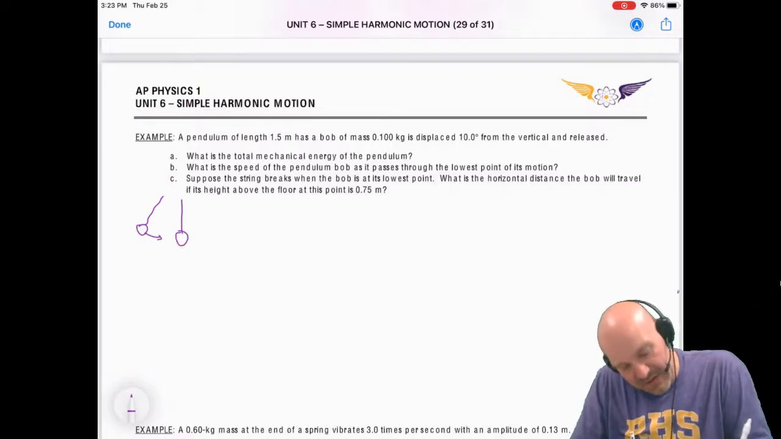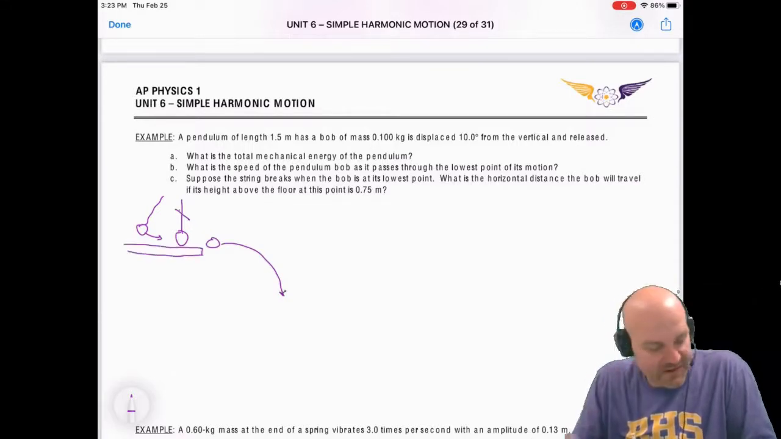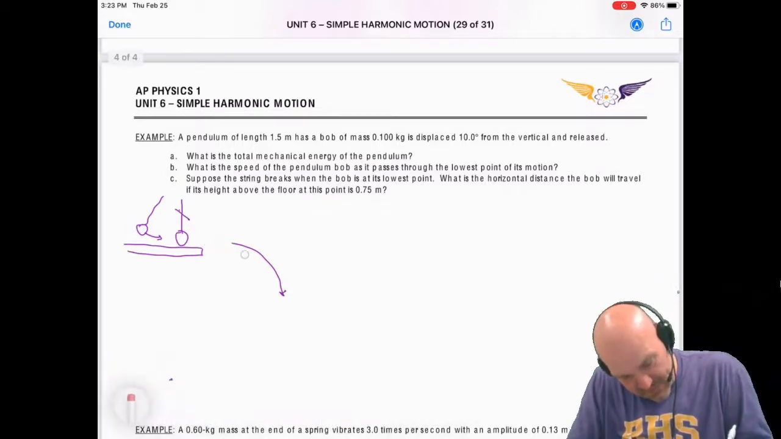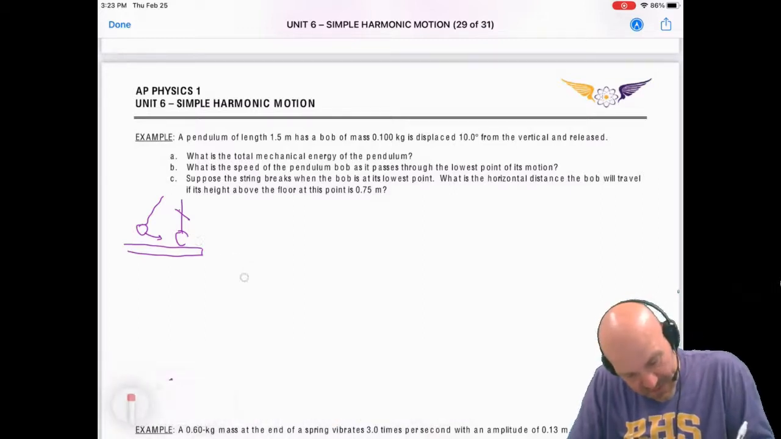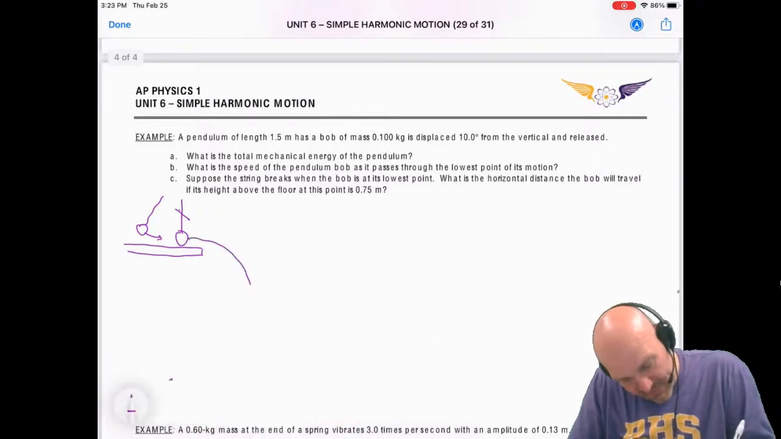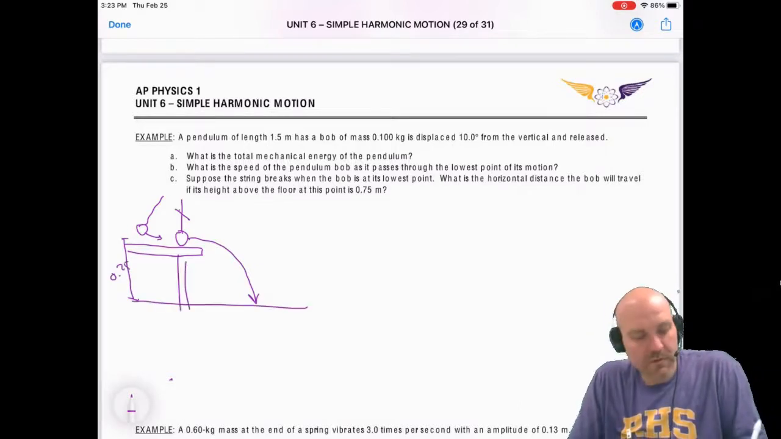Swing down, and then this is going to break, and the bob is going to move off in projectile motion, right? Something that looks like this. In fact, I don't need this part, because what I can do is say at this point this is going to break. Oh, go back. So at this point it's going to break, and then tell us this is 0.75 meters. Right, there's my ground. Okay.